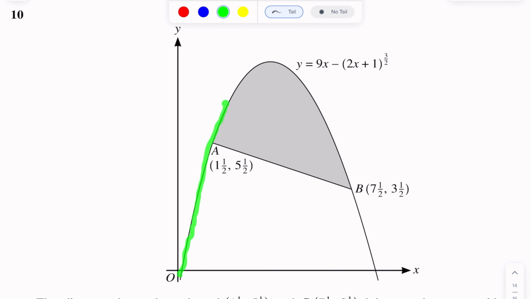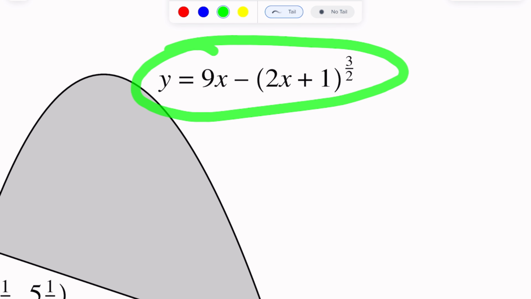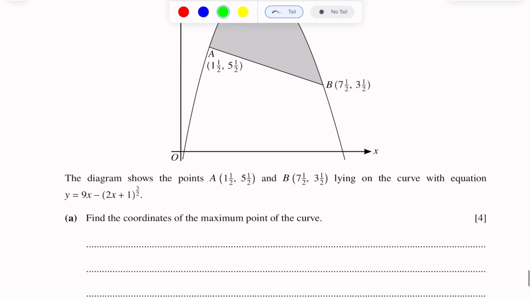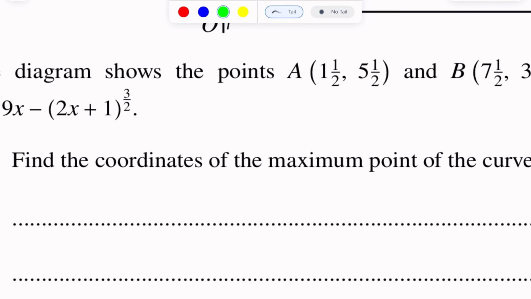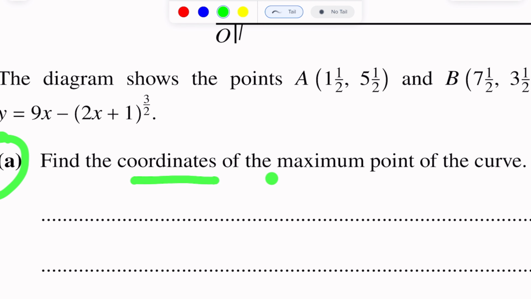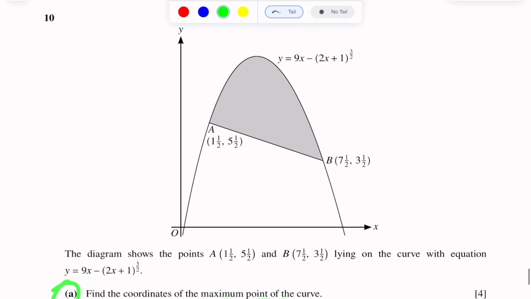This is the curve. These are the points A and B. Equation of the curve is given. First part of this question is part A. Find the coordinates of the maximum point of the curve.